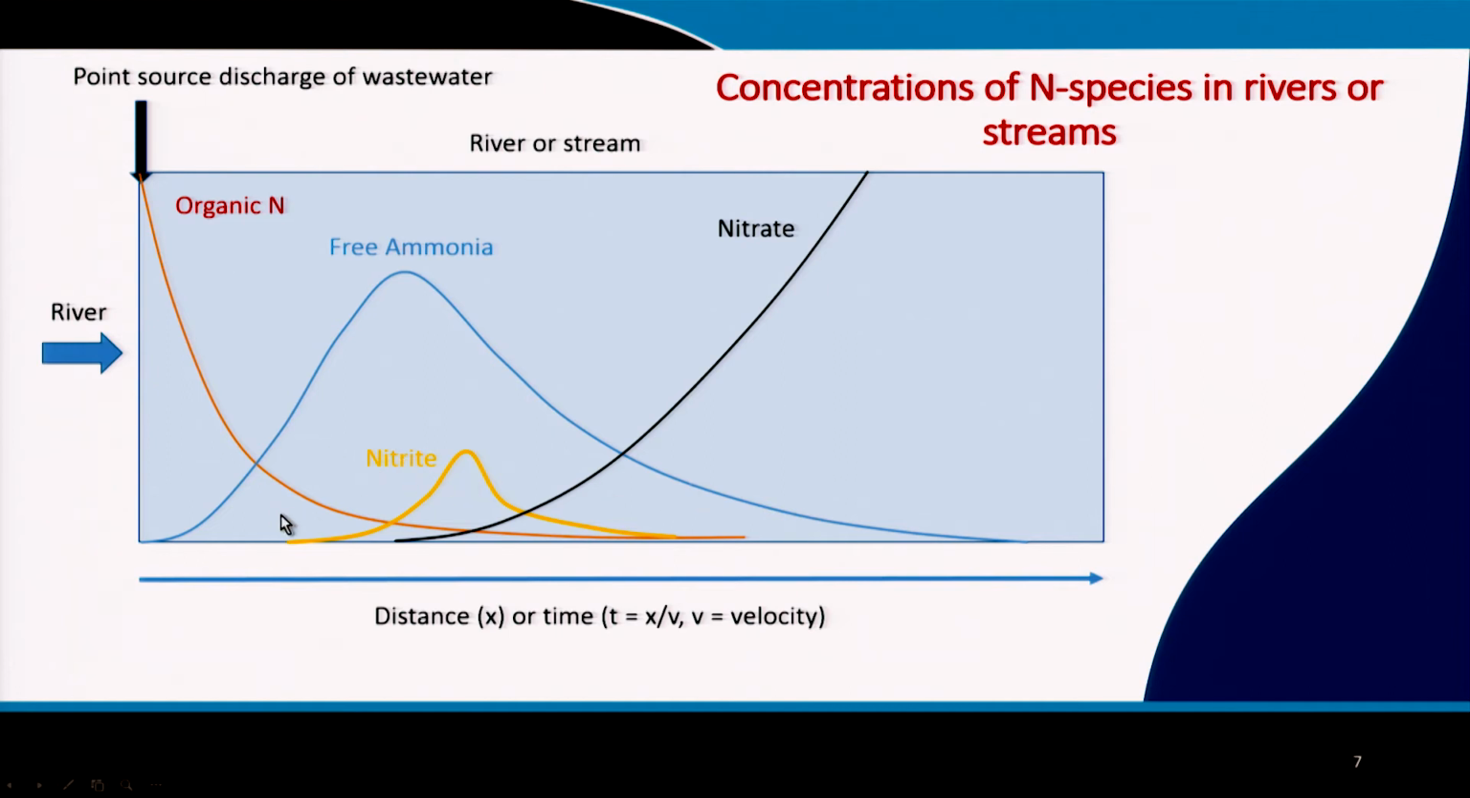And this nitrite will then be converted to nitrate, which is the most oxidized form of nitrogen. So there's no further change in the oxidation state of nitrogen. So you get complete conversion of organic nitrogen to nitrate in a flowing stream. You can look at the x-axis in terms of distance from the point of discharge, or you can look at it as time, where if you know the velocity of the water in the river, then you can convert time and distance based on the flow velocity of the water.